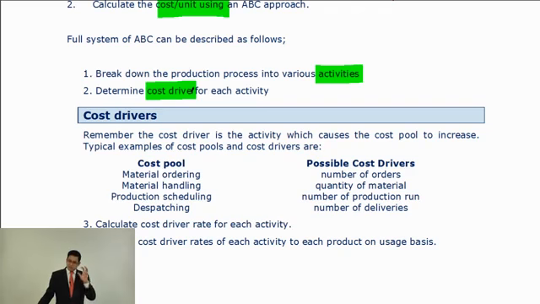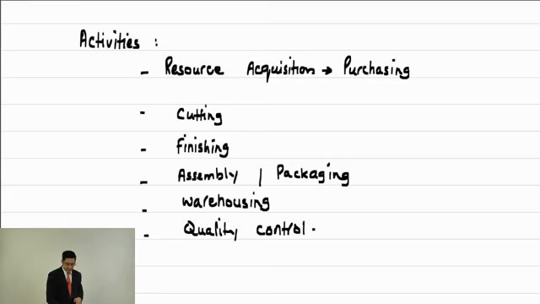Here are a couple of examples and we will move on. For example, if you look at a number of activities, purchasing is the first one.